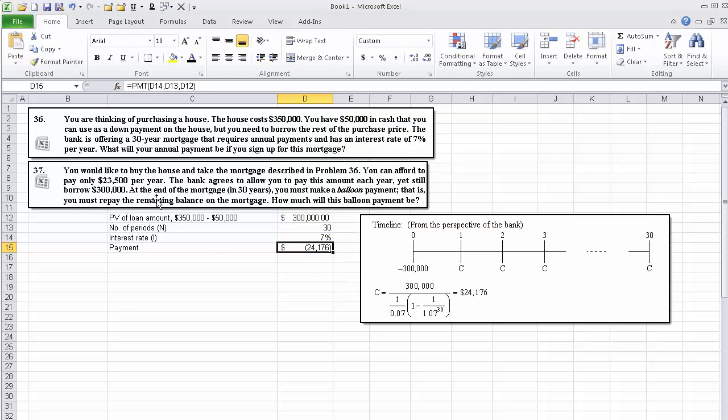All right, now let's look at question 37. You'd like to buy the house and take the mortgage described in problem 36. You can afford to pay only $23,500 per year. The bank agrees to allow you to pay this amount, but you're still borrowing $300,000, and at the end of the mortgage, in 30 years, you must make a balloon payment. That is, you must repay the remaining balance on the mortgage. So how much will the balloon payment be?